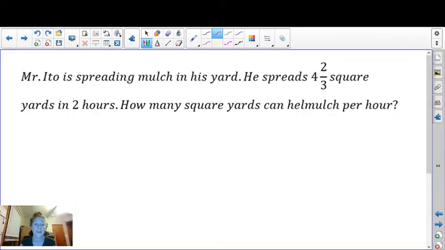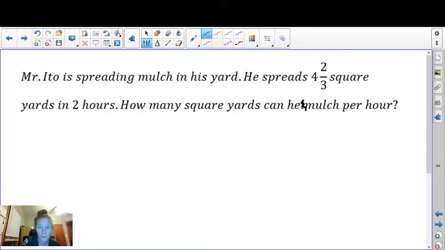Okay, well, this is our last one we're going to do together, and then you're going to have the next 2 on your own. So really, really, really focus on this, gentlemen. All right, Mr. Ito is spreading mulch in his yard. He spreads 4 2/3 square yards in 2 hours. How many square yards can he mulch? I had a bit of an oops there, but I can't fix it. It's just a picture. So how much can he mulch in 1 hour?